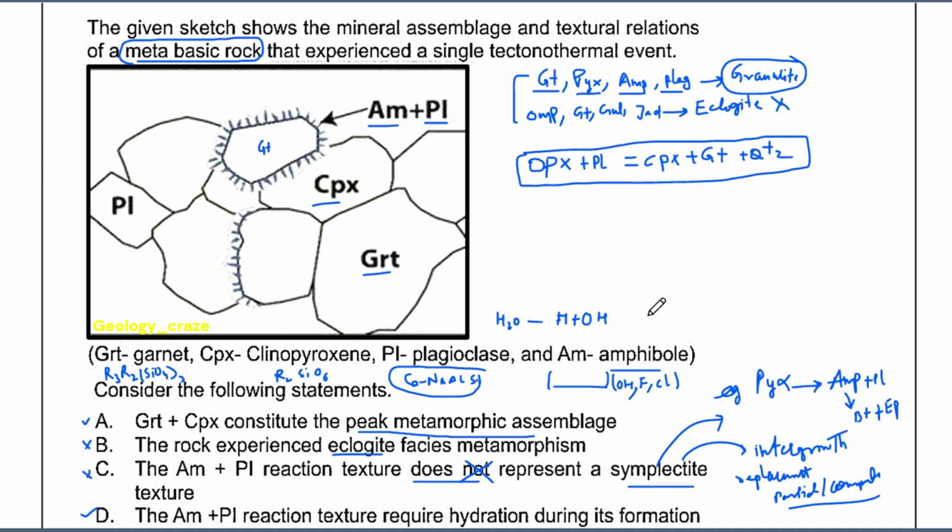Now we will understand a little bit more. I have written all the minerals that are present here, and all those minerals are present in granulite grade. But in our system, in this question, the amphibole and plagioclase are formed later, around this reaction, which means the amphibole is formed later. In our granulite system, we are only getting garnet, CPX, and plagioclase, these three minerals.